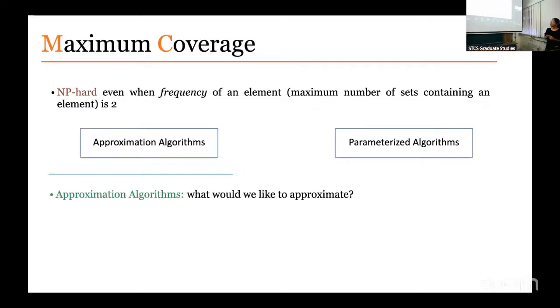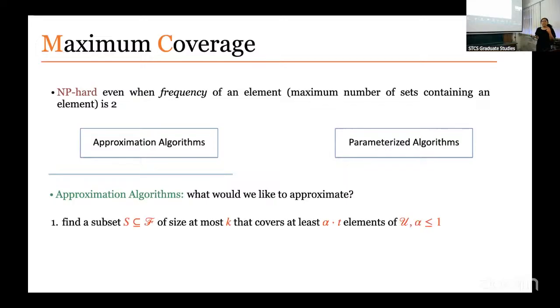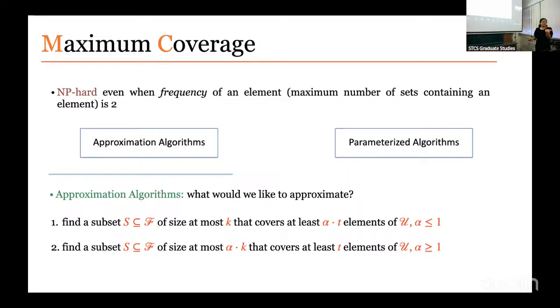Okay. So in approximation algorithms, because we have K and we have T, the question is, what would we like to approximate? So we can ask two questions. Either we can ask to approximate K or we can ask to approximate T. We can ask that you give me a subset of size at most K that covers at least alpha T many elements of U. Maybe not T, slightly less. Or you pick slightly more sets and cover at least T elements of U. So we can ask both these questions.